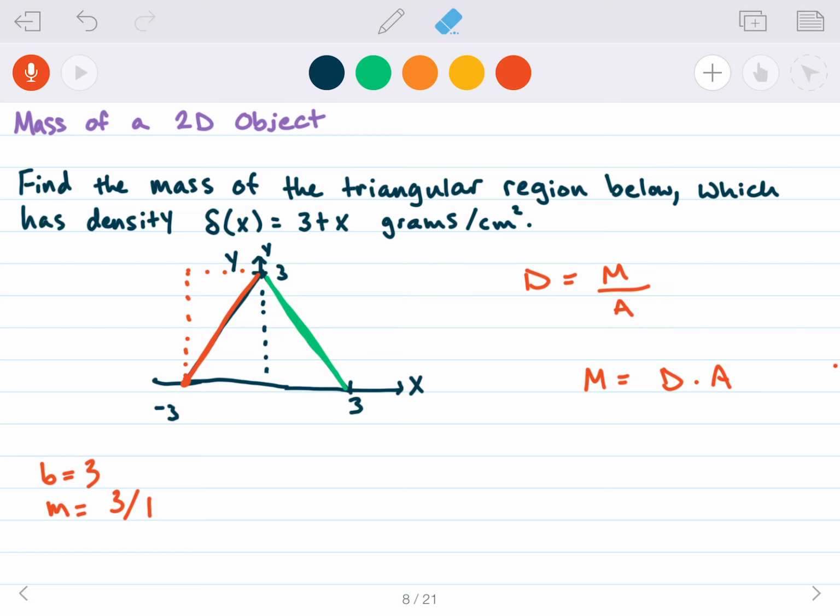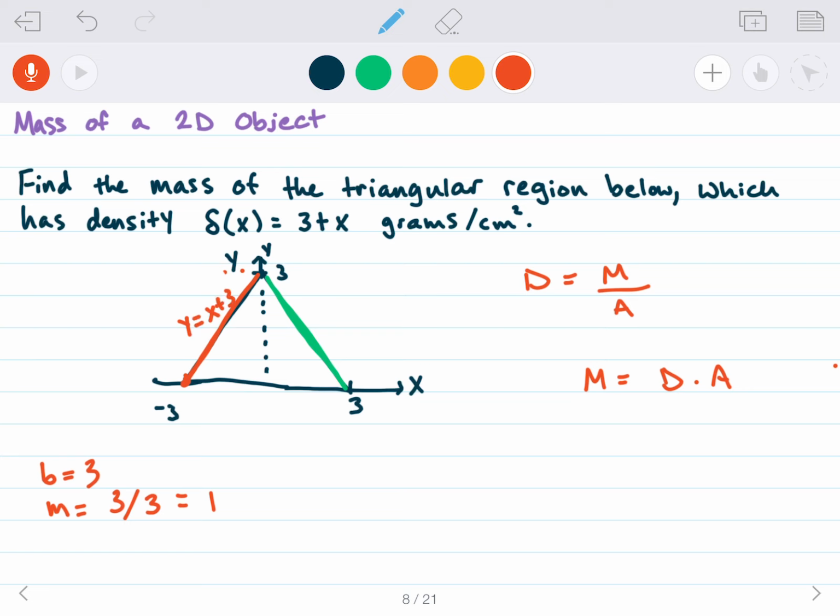I'm sorry. We're running 3 as well, not running 1. I didn't mean that. So this is plus 3, plus 3, which is going to give us a slope of 1. Okay, so our line right here is going to be y equals 1x plus 3.